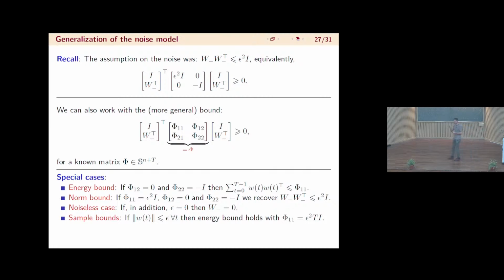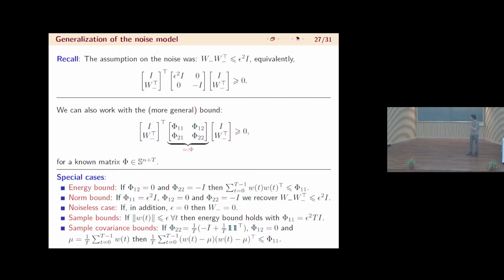So this introduces some conservatism. In fact, the only tutorial exercise this afternoon is going to be about the question of how we can improve if we have only a sample bound on the noise. But the conclusion of this fourth part is that if we have a sample bound on the noise, then we also can obtain an energy bound on the noise, by taking this phi in a particular way.